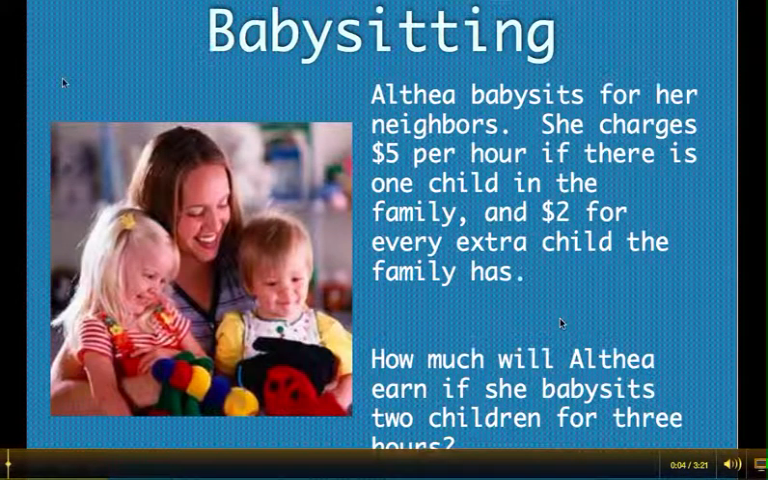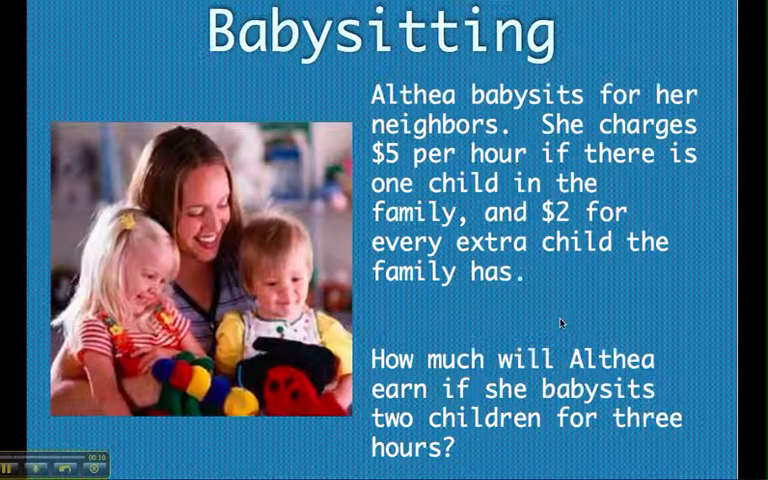We have a situation with babysitting. Althea is babysitting for her neighbors. She charges $5 an hour if there's only one child in that family, but for every extra child, she charges $2 per child. How much will Althea earn if she babysits two children for 3 hours?